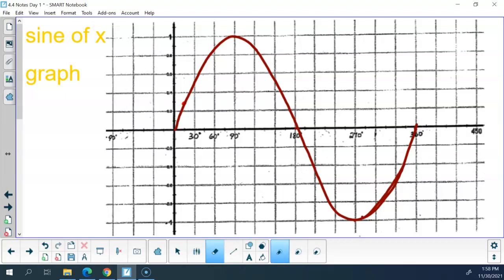Okay. So, a couple of things about the sine. That's the first flap. We call that the first flap of the sine, or first flap sine wave, or sine curve.